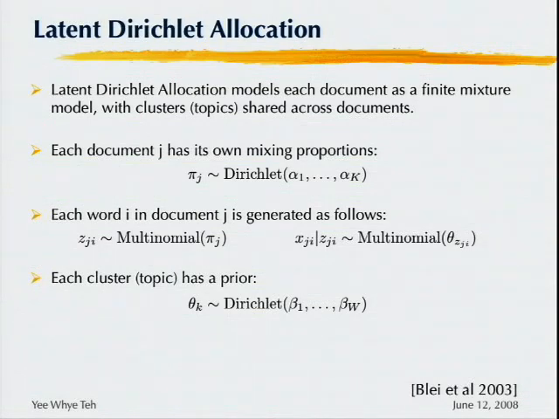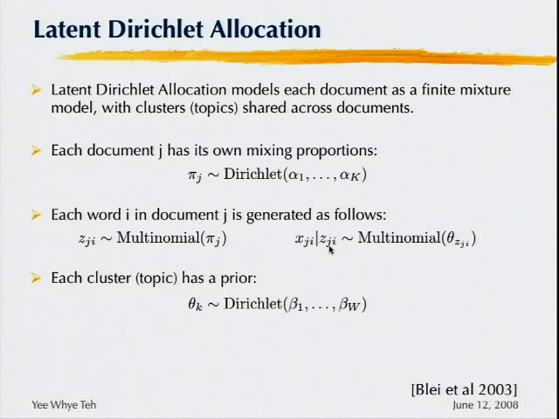So this models each document as a finite mixture model, okay, where the topics or the classes are shared across the documents. So each document has its own mixing proportion. We're going to give each of the mixing proportions a Dirichlet prior again. So this is given by this. And we have a number of topics, and each topic has a set of parameters theta, which is also given a Dirichlet prior. Okay. And then the generative model for LDA is that for every word, we're going to first pick a topic that's given by z_ji. And then given the topic, we're going to draw the word itself given the topic. Okay.